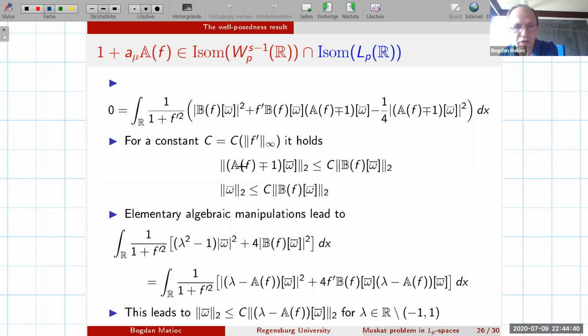Now, if we build the difference of these two terms, then this is twice omega. So from this relation, we immediately obtain that the L2 norm of omega is less than the L2 norm of B evaluated at omega. And this property is very important because some elementary algebraic manipulations, which take a quarter of a page, lead to the following second Rayleigh formula, where on the left-hand side we have the L2 norm of omega multiplied with this constant. This constant is positive if lambda square is larger than 1.